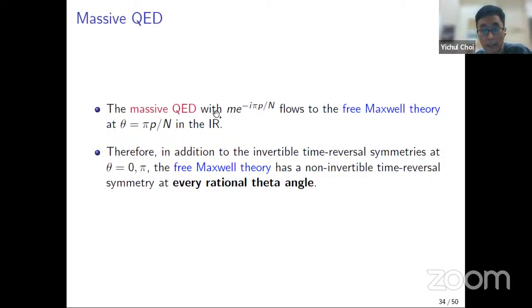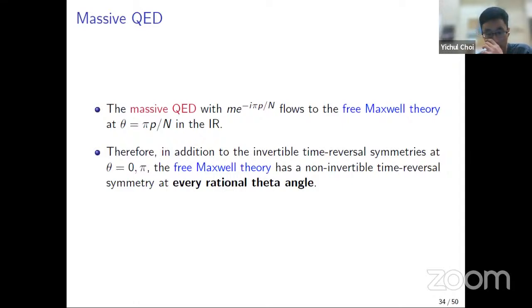So the massive QED with this particular value of the complex mass parameter flows to the free Maxwell theory at this value of theta angle in the IR. This is simply because I can rotate this phase away in the mass term in the UV massive QED at the cost of introducing this theta angle. And then since the fermion is gapped, I can just integrate it out. And in the IR, I'm just left with this free Maxwell theory.